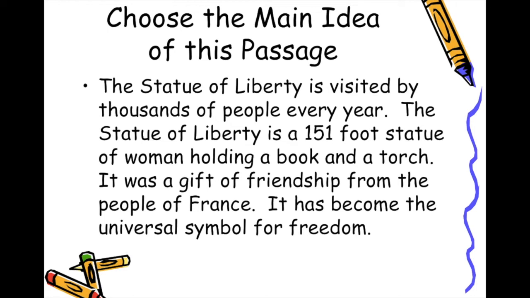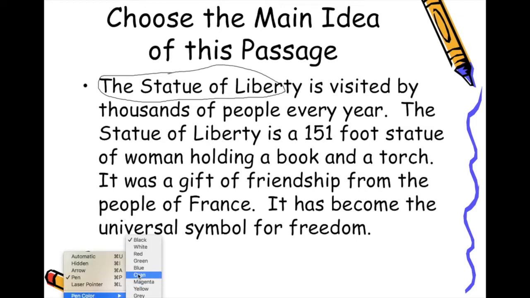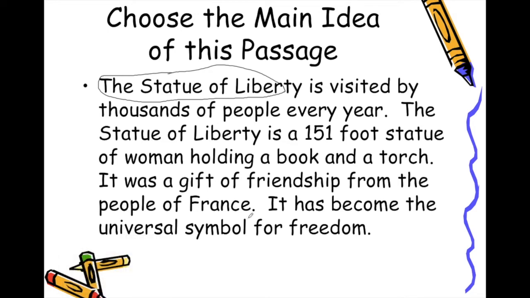Once again, you're asking yourself, what is the topic? Who or what is this paragraph about? And in this case, I would be circling, it's about the Statue of Liberty. The next step then is I want to identify in red what is the topic sentence. So I'm looking for the main point or main idea in the entire paragraph. And in this case, it once again is going to be the first sentence.